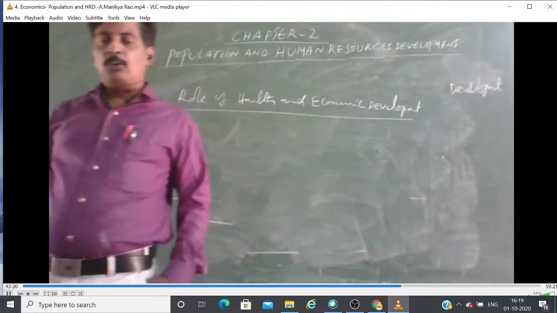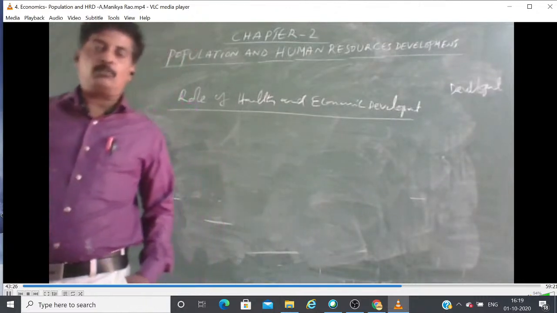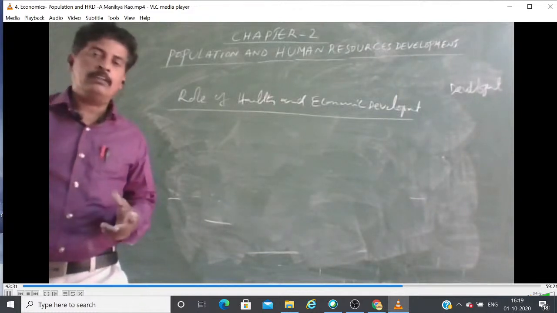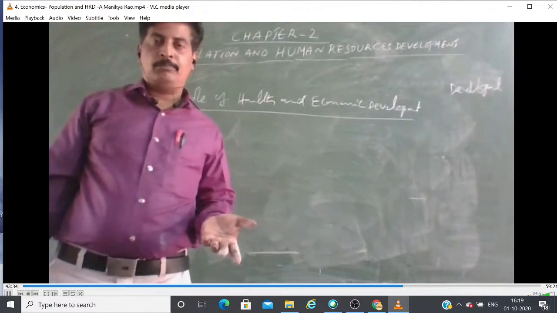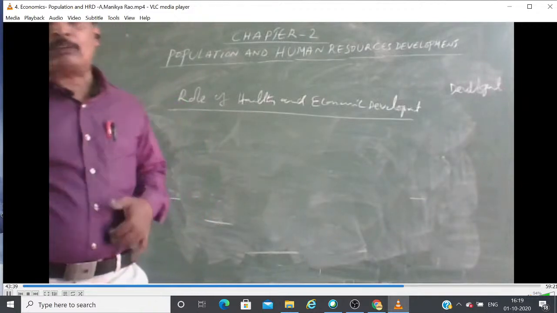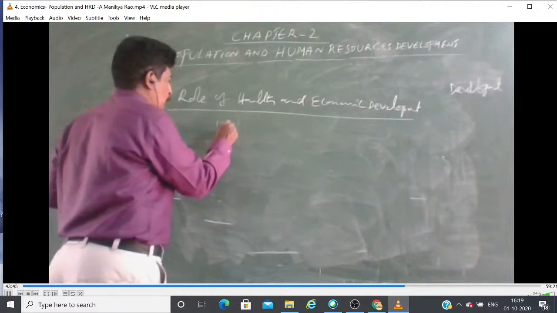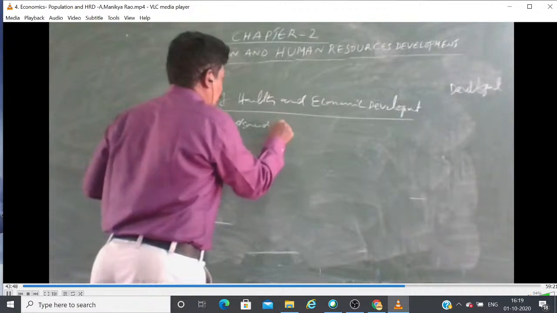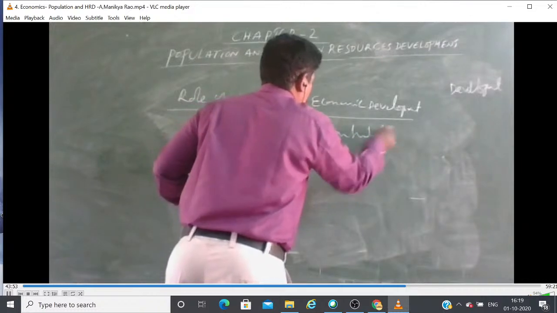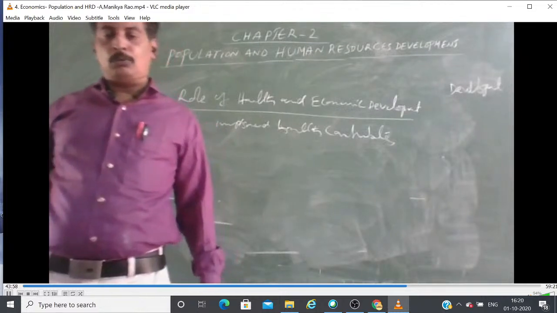Improvement in the health of the workers automatically raises the national output. If we improve the health conditions of workers, the national income can automatically be achieved. And improved health contributes to economic growth.